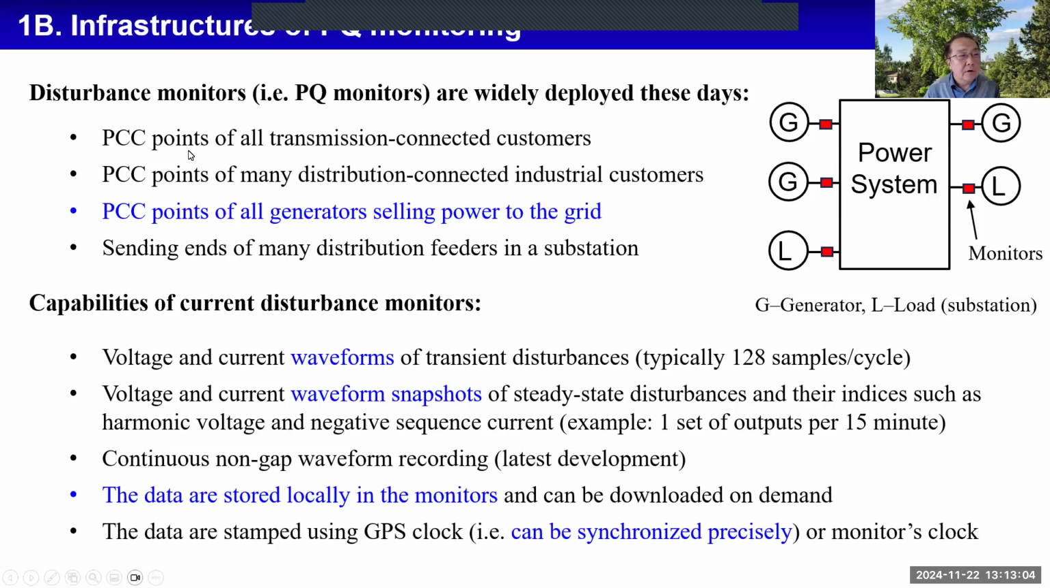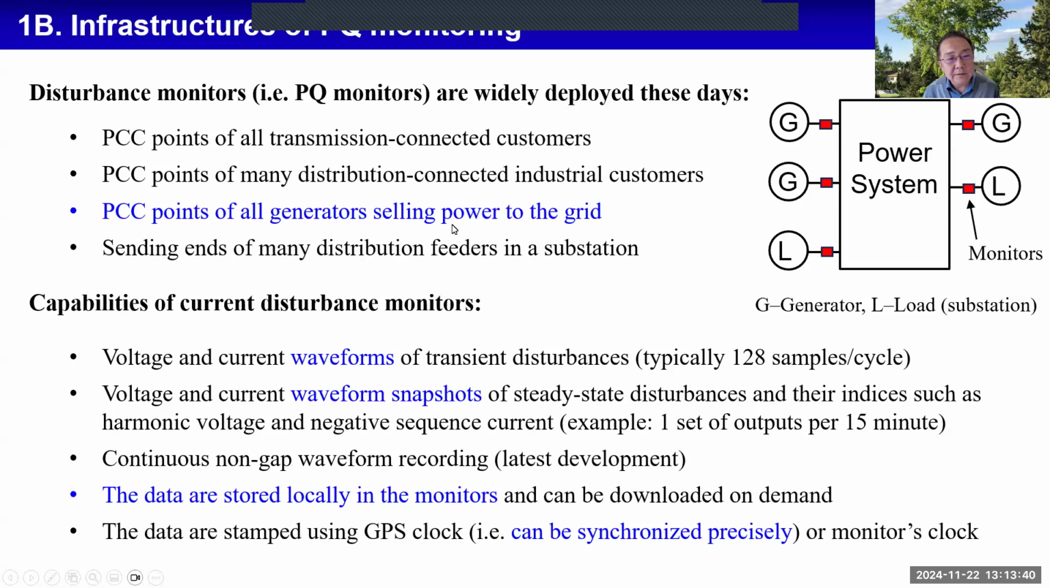Disturbance monitors are widely deployed these days. Power quality monitors are basically at the PCC points of our transmission connected customers, as shown here. Those are the monitor points. Then PCC points of many distribution connected industrial customers are also monitored. Then the PCC points of our generators sending power to the grid. So basically our generators, transmission and distribution are monitored.